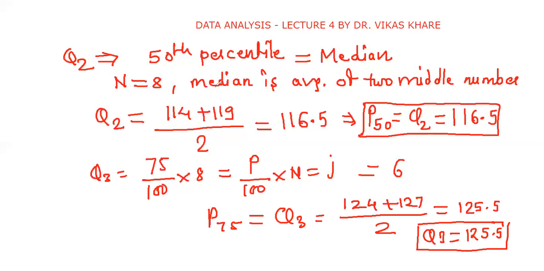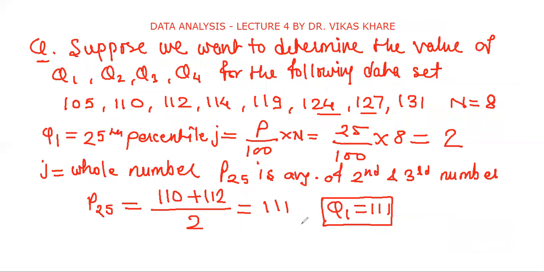So in this case, we identify the values of Q1, Q2 and Q3. This is Q3, this is Q2, and in the last case, we also identified the value of Q1. So this is the basic concept of how we find the value of quartiles in a given data set.